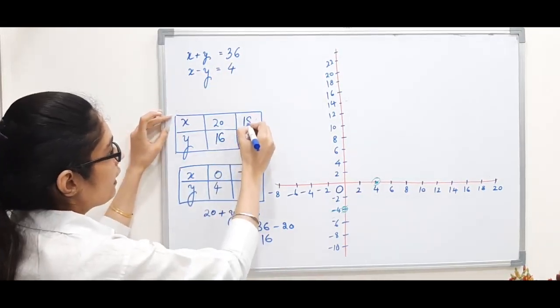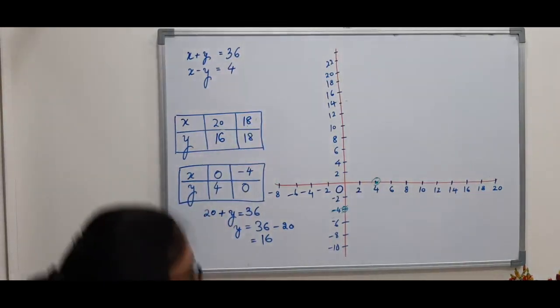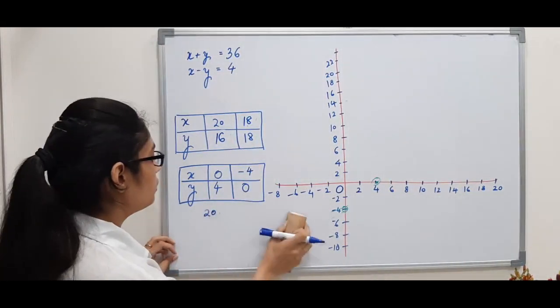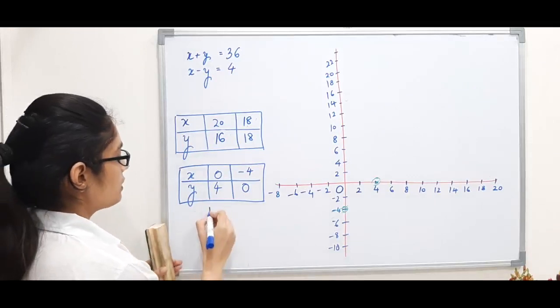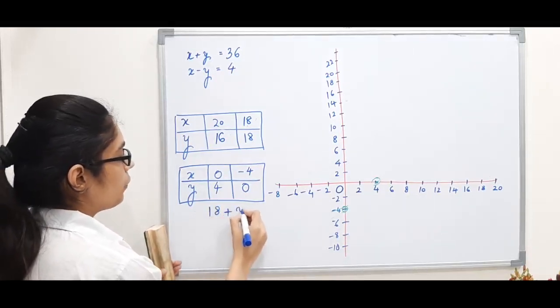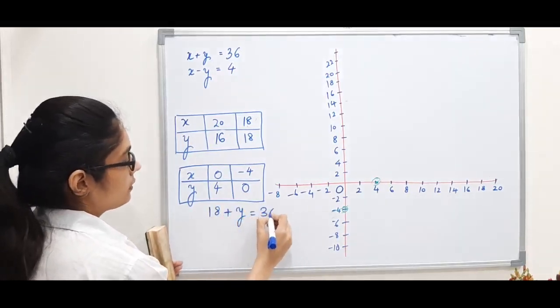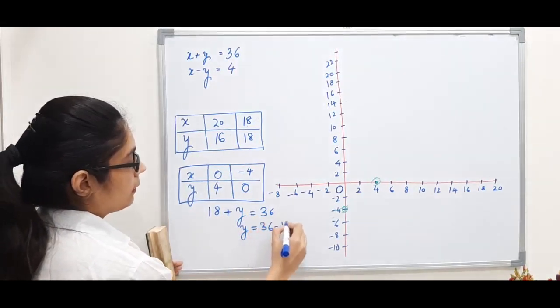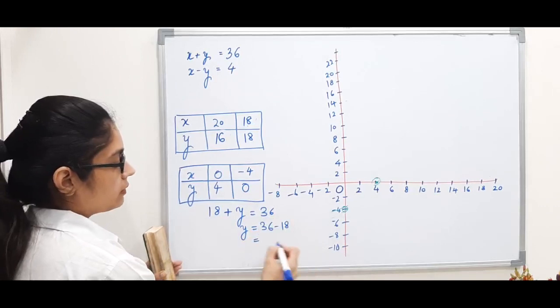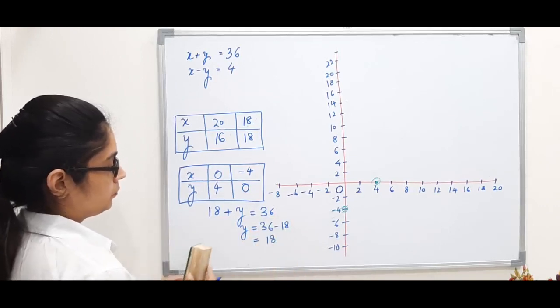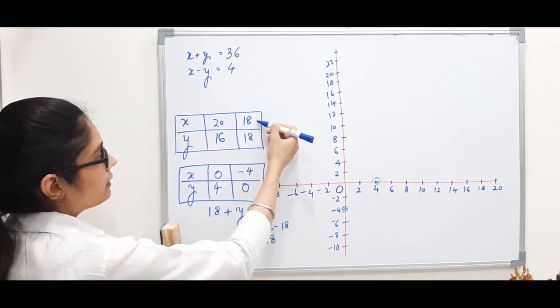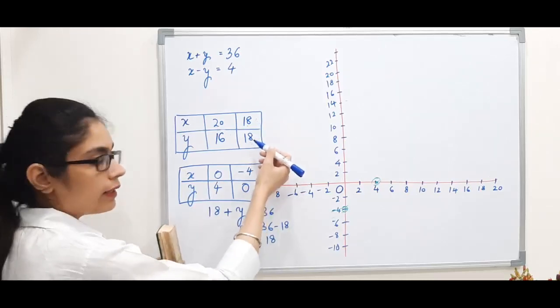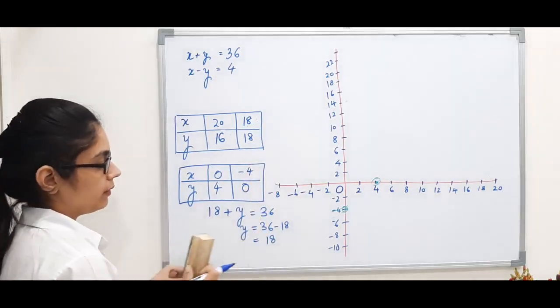Now I will take x equals 18. Let's put the value of x, 18, in the first equation. 18 plus y equals 36. y will be equal to 36 minus 18, and 36 minus 18 will be 18. So on taking x equals 18, I am getting y also equal to 18.